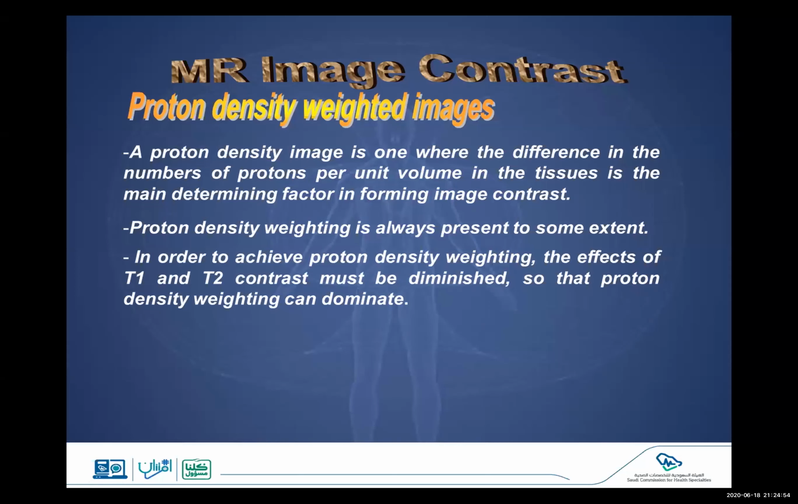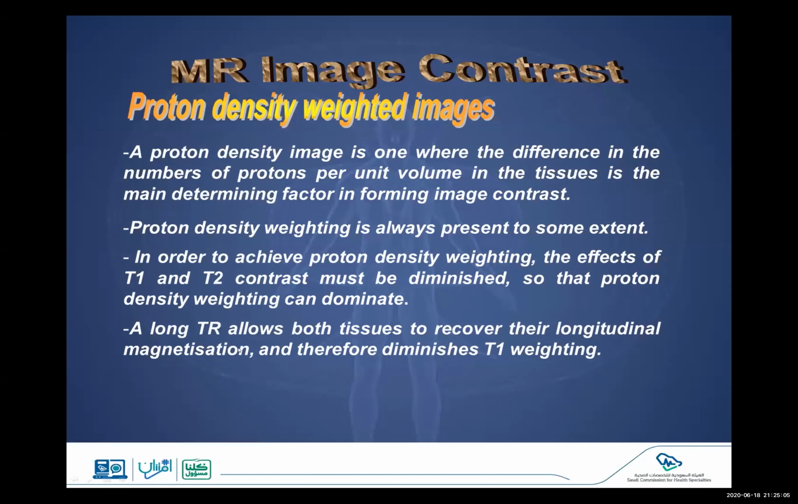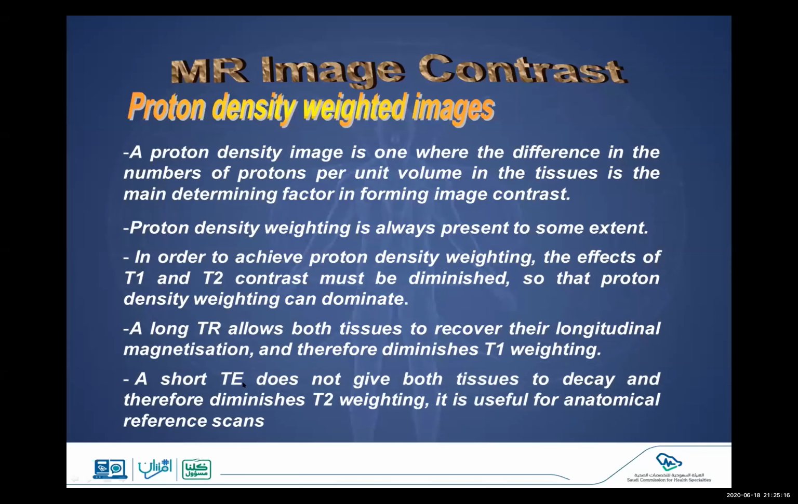So in order to achieve a proton density weighted image, the effect of T1 and T2 contrast must be removed so that proton density weighting can be dominant. How to remove T1? We have to select a long TR. We have to allow the proton to recover fully before exciting the second time, meaning selecting a long TR. And how do we eliminate T2 effect? By selecting a short TE. We will not allow tissue to dephase, and accordingly we will be able to see the signal without T2 dephasing. So the final result will be a pure proton density weighted image.